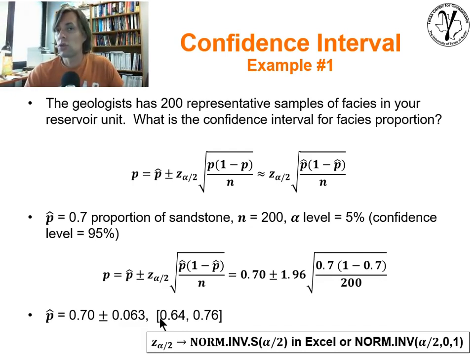95% of the time the true population proportion of that facies should fall in there. And that we can take directly and report on. That's a valid uncertainty model. So once again, a reminder of the equations we would use. It's shown right here.